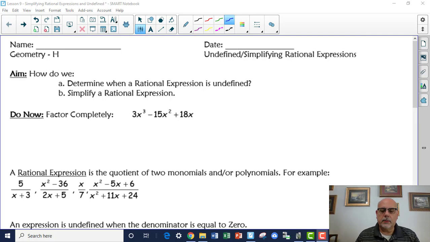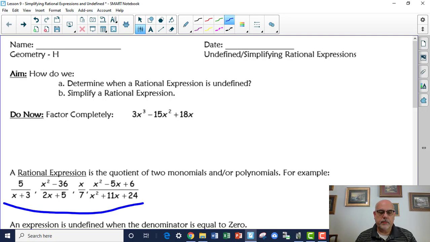Hello everyone, and welcome to the lesson on simplifying rational expressions and determining when a rational expression is undefined. So there's two things we're going to look at. Now, as far as rational expression, it is an algebraic fraction, as you can see by these here. Algebraic fractions. And remember, you cannot divide by 0.